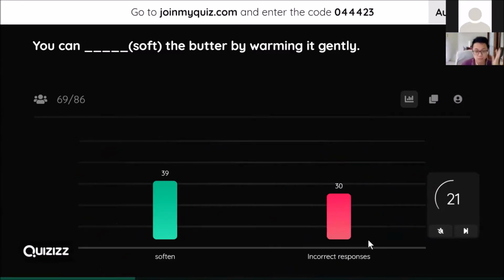Okay. So you can the butter by warming it gently. Can is what we call a modal verb. So when you look at words like can, should, could, would, will, 它后面的动词也是 base verb。不是原本的字啊，是原本的动词啊。So you can soften the butter. 原本的动词是 soften, 把它弄软, make it softer. So you can soften the butter by warming it gently.